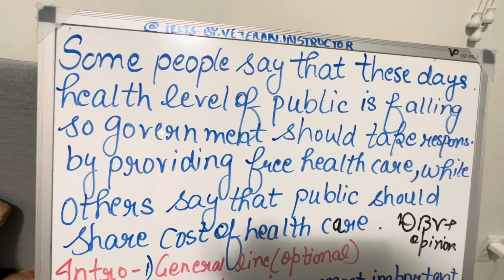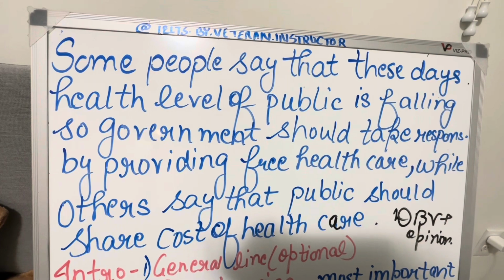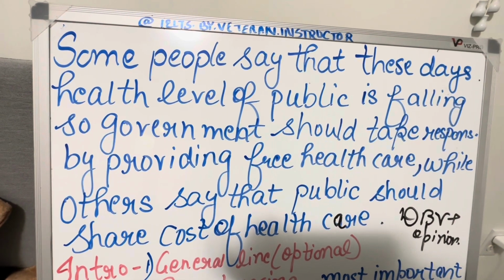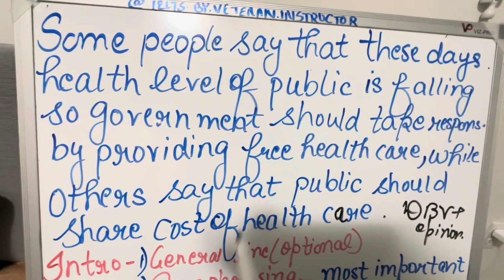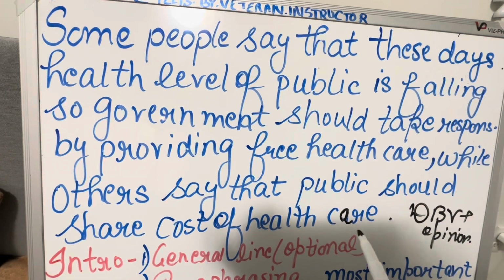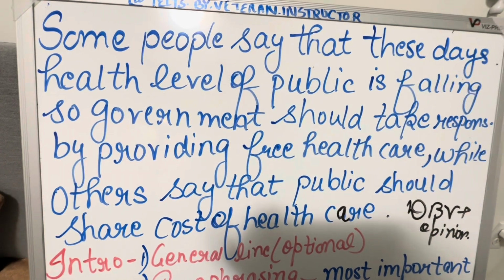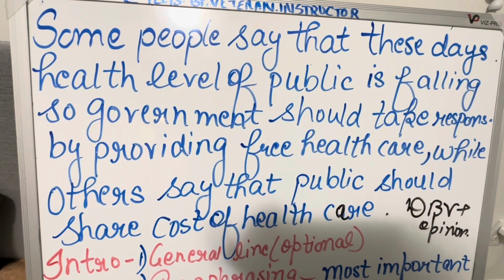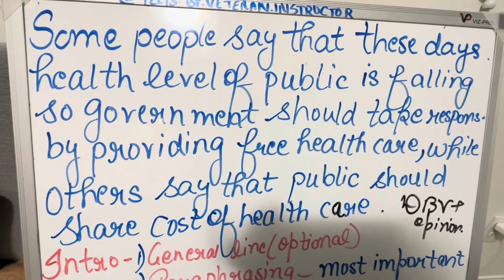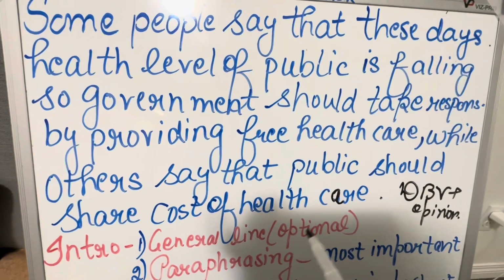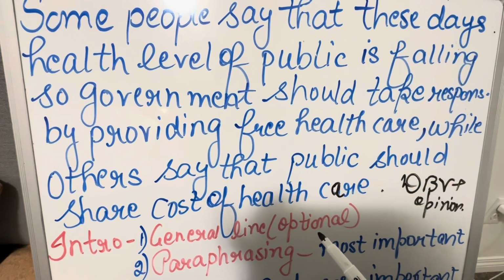Two opinions are given. Some people are saying because health level of public is falling extremely high, so government should take the entire responsibility by providing absolutely free healthcare. Whereas the other side is saying that the people should themselves be responsible for the cost of healthcare. So you have to firstly discuss both views, means you have to discuss first side as well as second side, and you have to give your opinion as well. I'll tell you what the paragraph structure will be in this case and how many paragraphs you have to make in this essay.